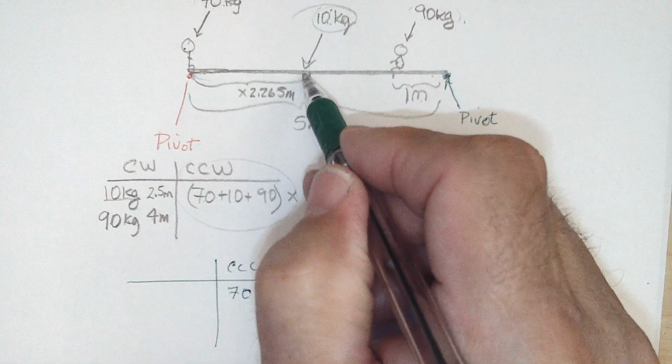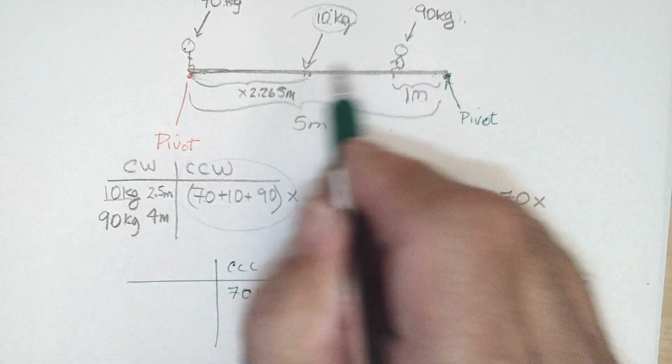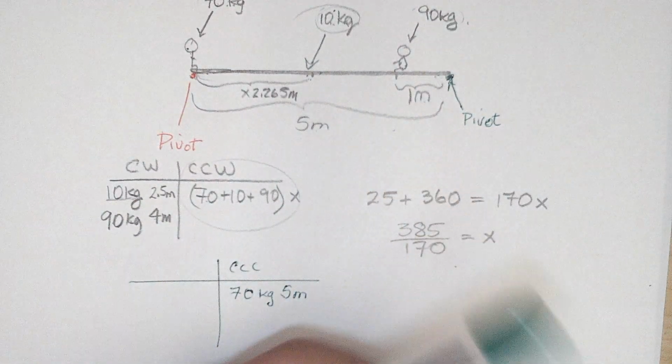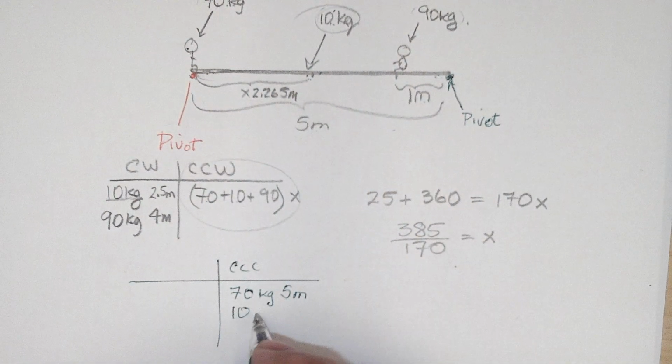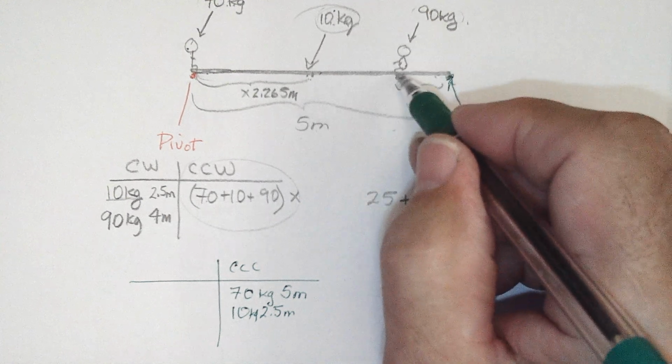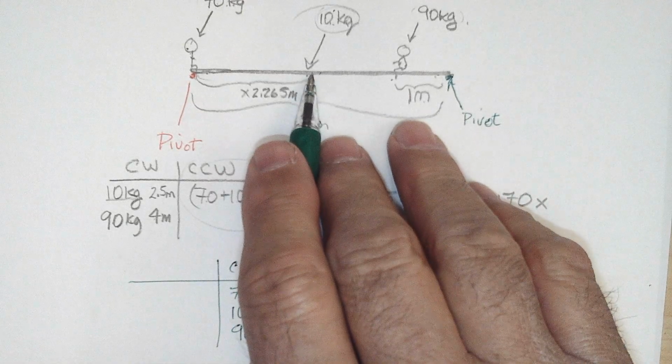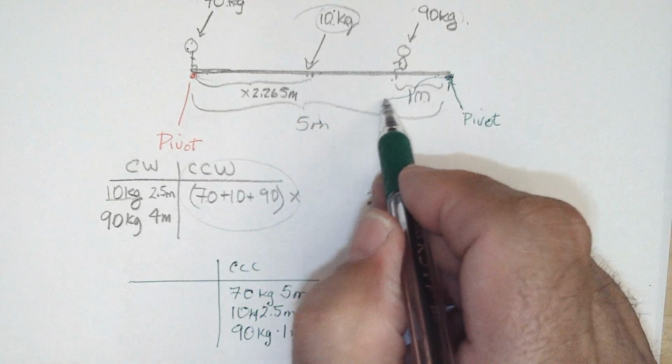I have the 10, which we're going to think of as being at the center. So we have, that's going to be pushing it counterclockwise. So we got 10 kilograms times 2.5 meters. And we have this 90, which is 1 meter out. So we have 90 kilograms times 1 meter. And we have to push up someplace from this end.